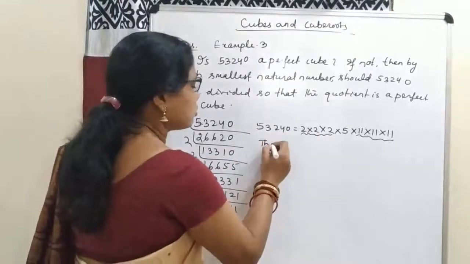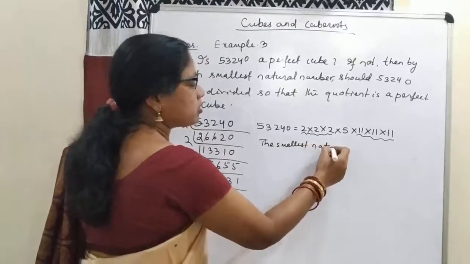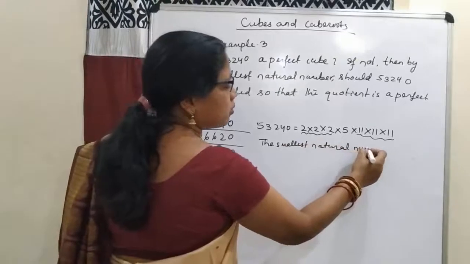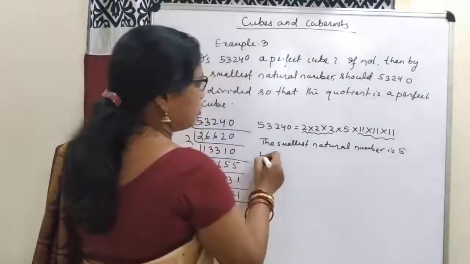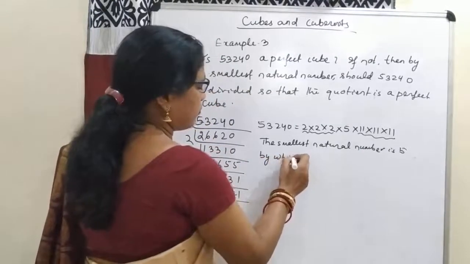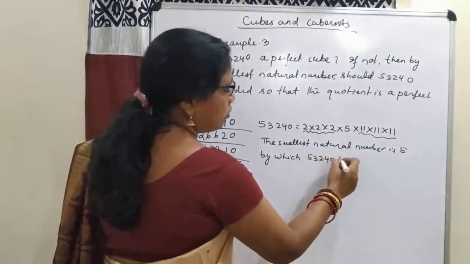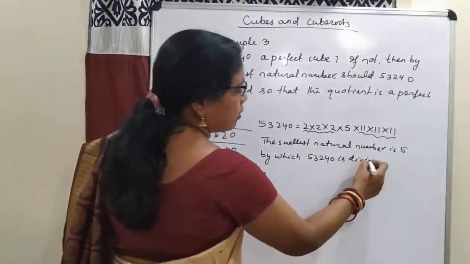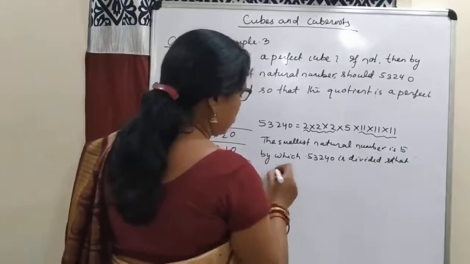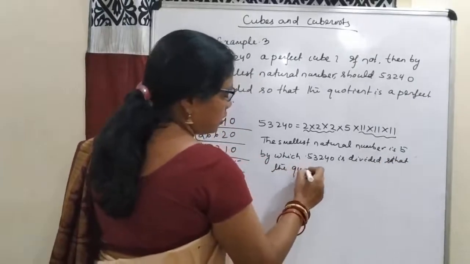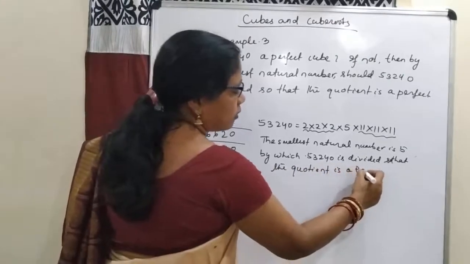So the smallest natural number is 5, by which 53240 is divided so that the quotient is a perfect cube.